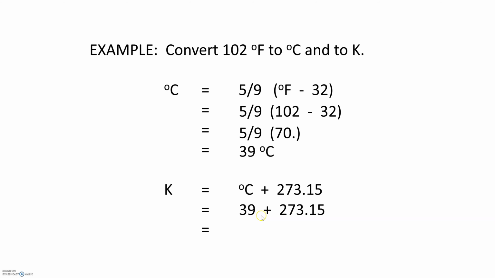So when we add these two numbers together, whatever our calculator says, we need to round it so we have 0 decimal places, just like our limiting number here. So 312 Kelvin, 312 K is how we would write that.